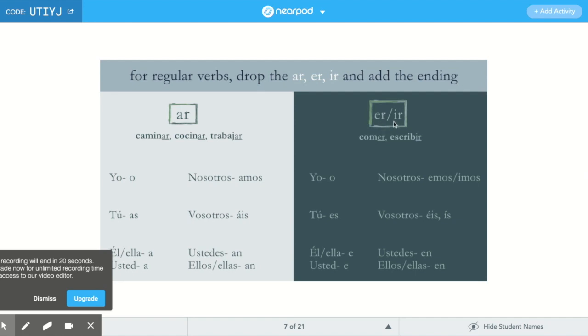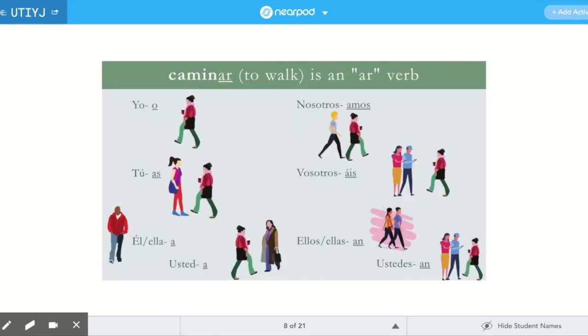So examples of ER and IR verbs: comer, to eat, and escribir, to write. So again, we keep the root of the word, but we drop that ending and we add the ending that goes along with the subject of our sentence. So here is one example of an AR verb: caminar, to walk. So if we look at the word caminar, this bolded part right here is going to be called the root of the word. And this underlined part, AR, is our ending. It's our AR ending. So in order to conjugate caminar, we need to drop that ending and add the ending that goes with whoever the subject of the sentence is.